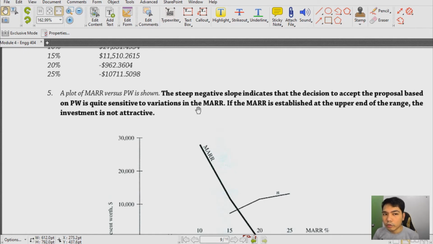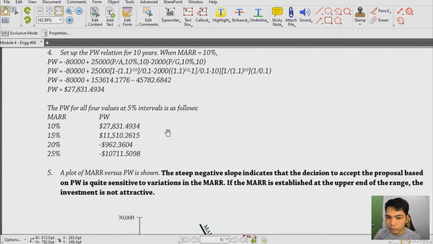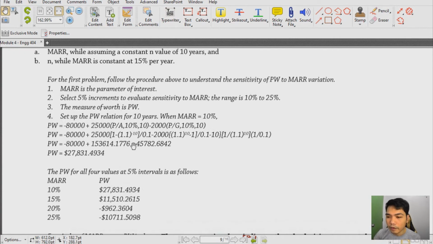So, ito yung number 5. Sabi, the steep negative slope indicates that the decision to accept the proposal based on PW is quite sensitive to variations in the MARR. So, yun yung sinasabi natin na MARR should not be moving really freely kasi the present worth is really quite affected ng big time dito sa ating MARR.